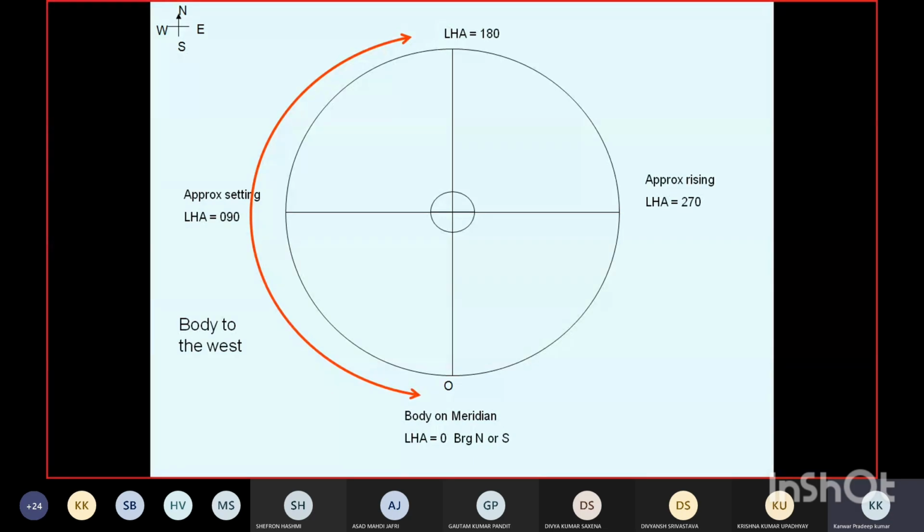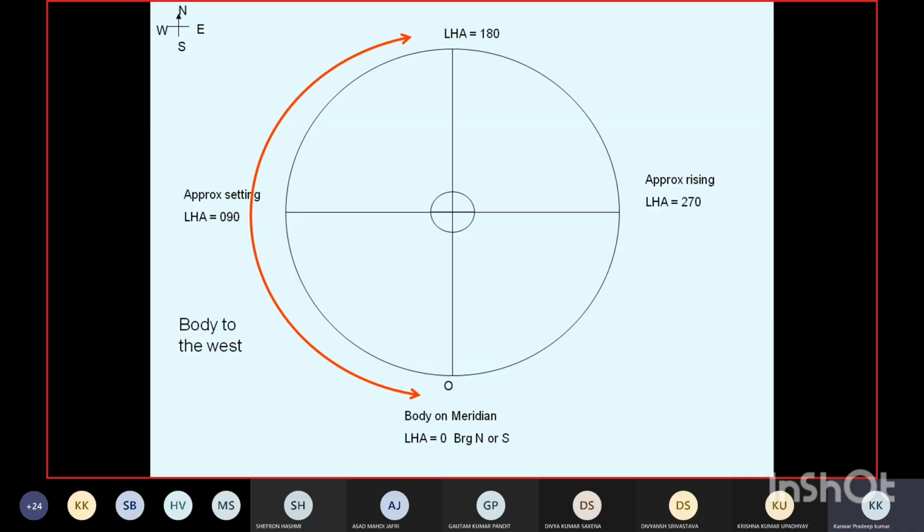If the local hour angle of the body is 0 to 180, the body lies to the west of the observer. These are important statements which will help you in your numericals and theory. So understand and make note. If the LHA of a body is between 0 and 180 degrees, it means the body is lying to the west of the observer. I am not saying it is lying in the western longitude.